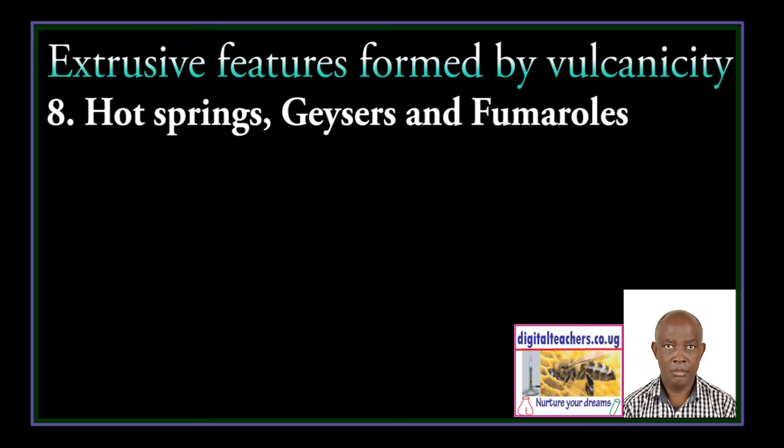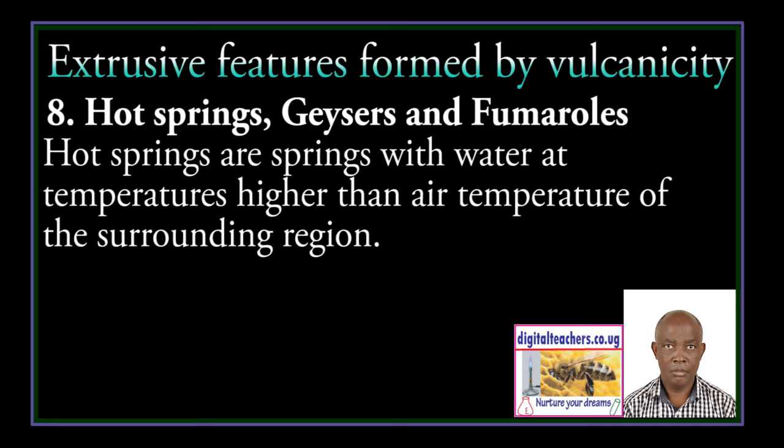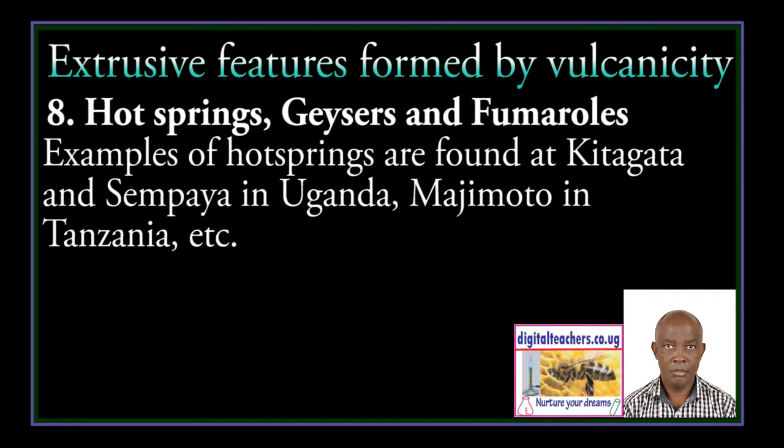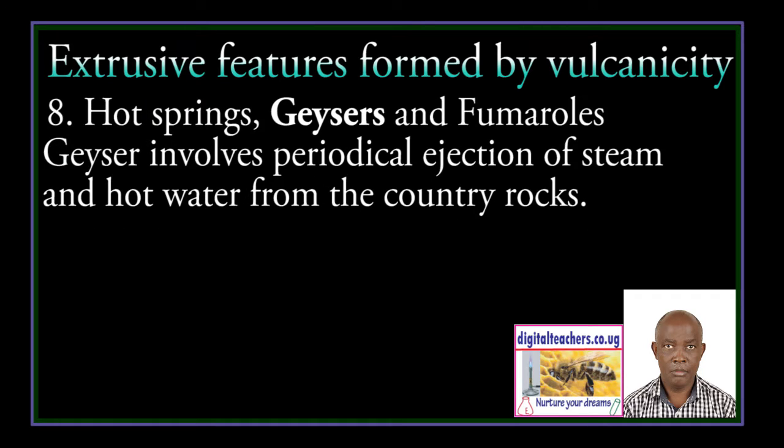Hot springs, geysers and fumaroles. Hot springs are springs with water at temperatures higher than the air temperature of the surrounding region. Examples of hot springs are found at Kitagata and Sempaya in Uganda, Majimoto in Tanzania, and so on.